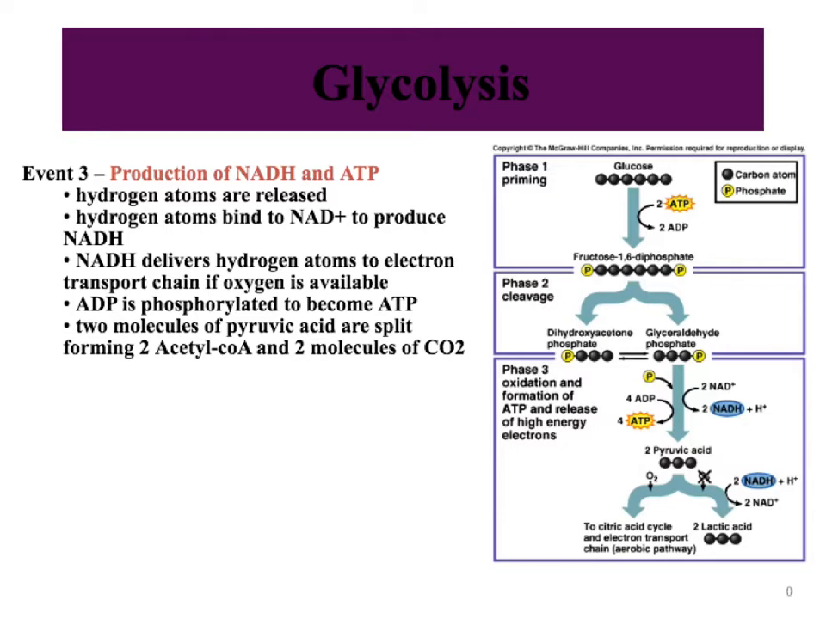As we see in the bottom of the diagram, if oxygen is present, those 2 pyruvic acid molecules will enter the citric acid cycle, forming what we call acetyl-CoA, and also producing 2 molecules of carbon dioxide as a waste product.